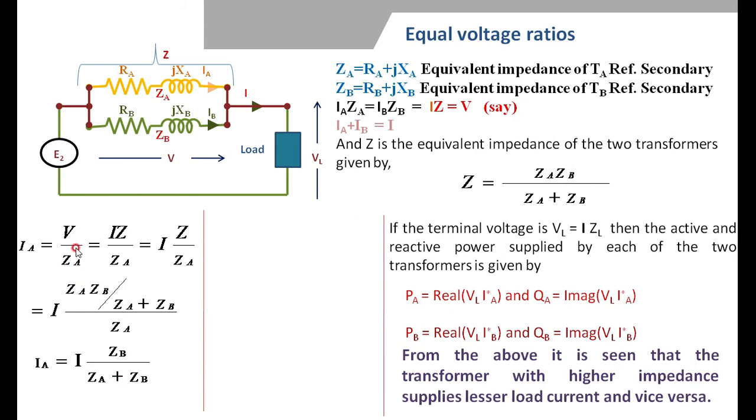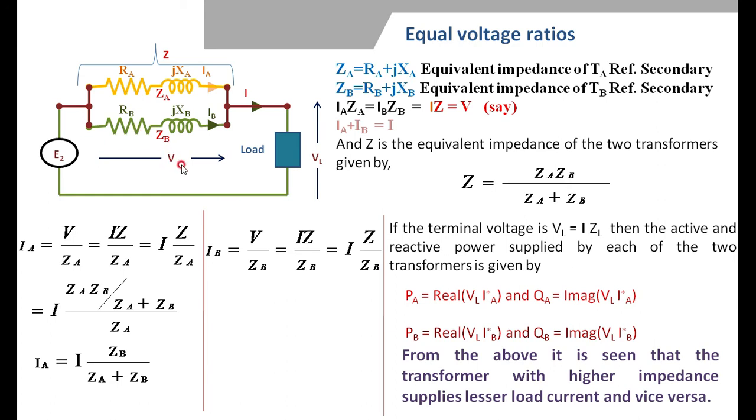It is very simple. Start with the basics, one branch at a time. V is equal to IA into ZA, therefore IA is equal to V by ZA, where V is I into Z and Z is equal to ZA ZB divided by ZA plus ZB. You just have to substitute and simplify, then you get the current supplied by the transformer A. Similarly, you have to apply it for B.